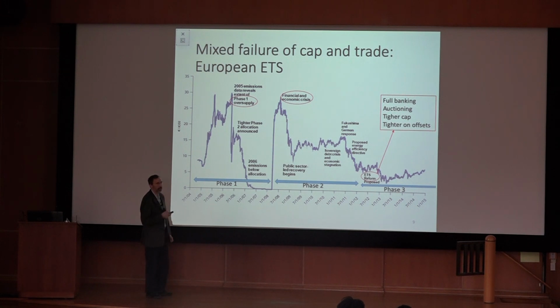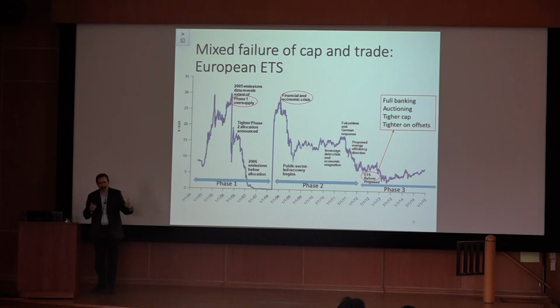So now all the permits are fully banked, so you can keep them and use them at any time. There was a bit too much, perhaps, of free supply. I said free supply could be good in some cases. Too much of free supply can be a problem because essentially you are not making these industries pay enough, and so you are somehow keeping their profitability a bit too high. And so now they auction more of the permits, and they put, again, tighter caps. And also there were offset mechanisms, and they've been tighter on that.